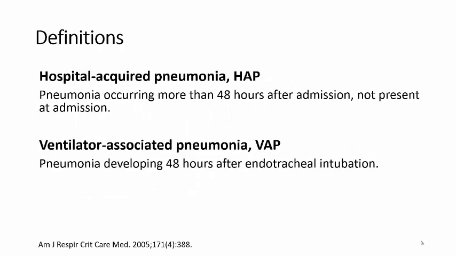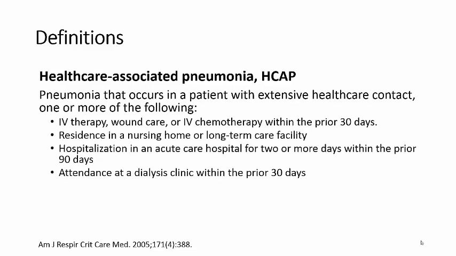So, definitions. Hospital-acquired pneumonia, HAP: pneumonia occurring more than 48 hours after admission and not present at admission. Ventilator-associated pneumonia is pneumonia developing 48 hours after endotracheal intubation. So it's pretty straightforward. What about HCAP? Pneumonia that occurs in a patient with extensive healthcare contact, one or more of the following. So it's very broad, and that definition has really not changed much.